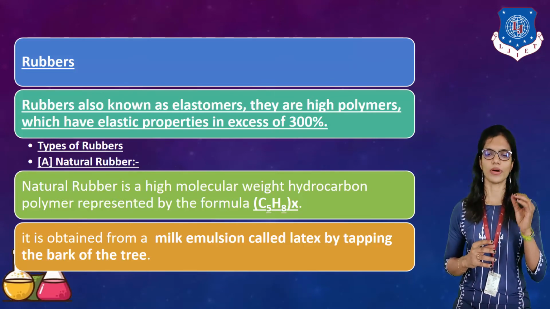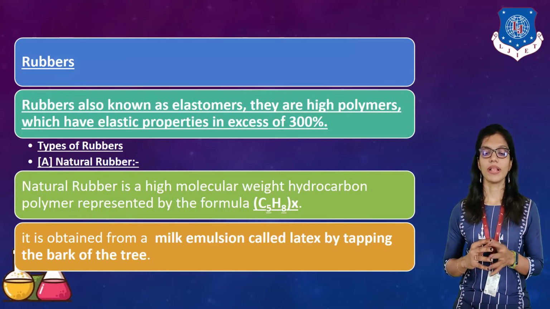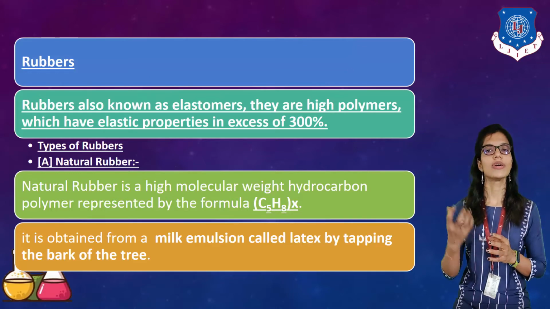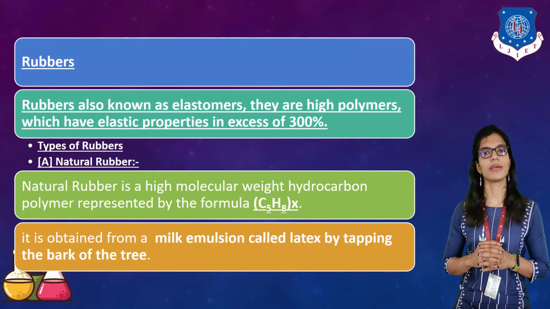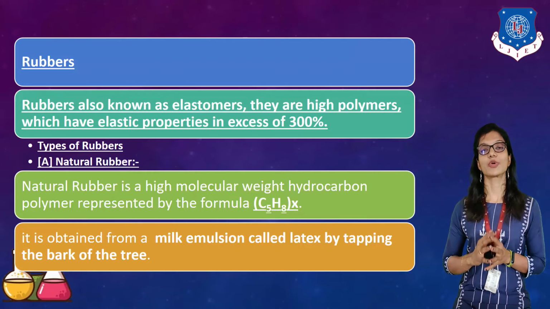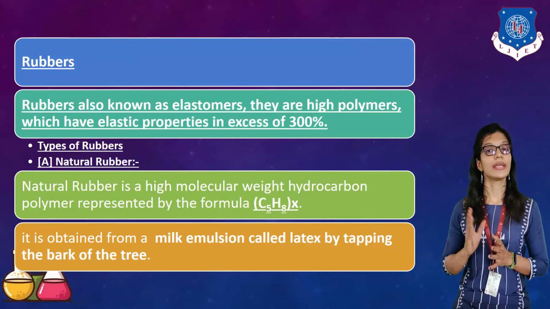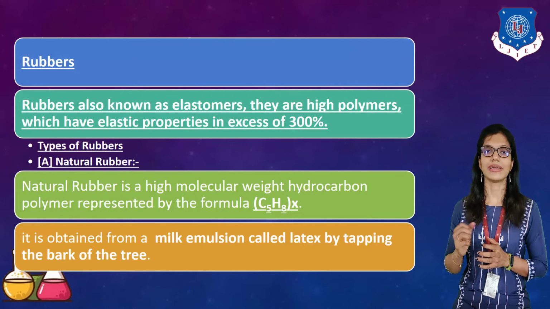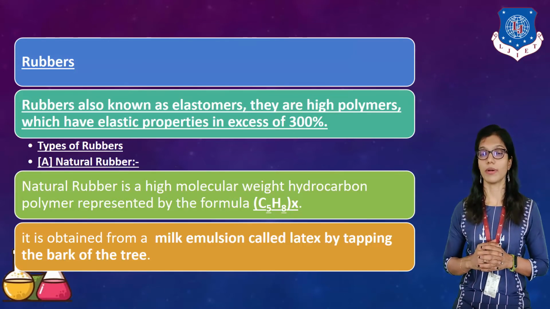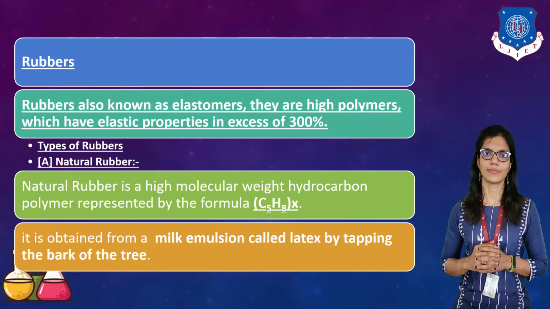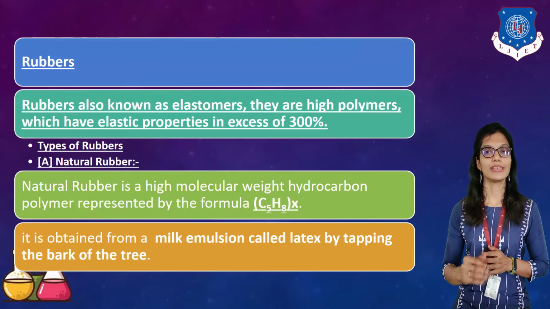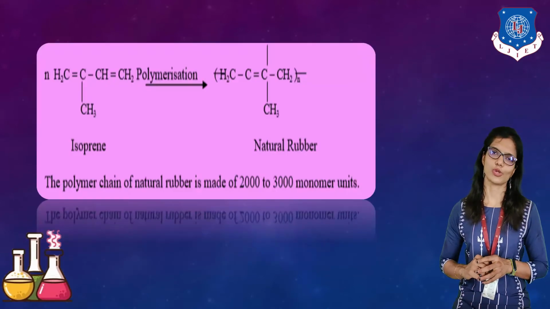This is the monomer. Okay, it is obtained from a milk emulsion called latex by tapping the bark of the tree. Right? Hevea brasiliensis is the name of that particular tree from which we obtain the rubber. It's almost available in the tropical regions of the world. Because of this, Indonesia is the biggest producer of rubber. Here in India, we also have it, like Kerala and other south states generally are in the manufacturing of rubber because they are in the tropical region. Okay, and because of it, it is easily accessible, easily produced also.